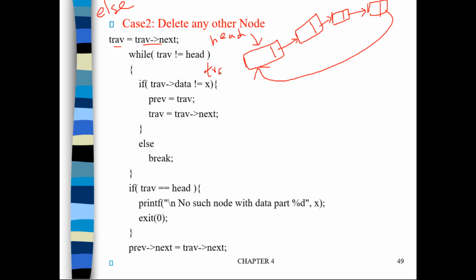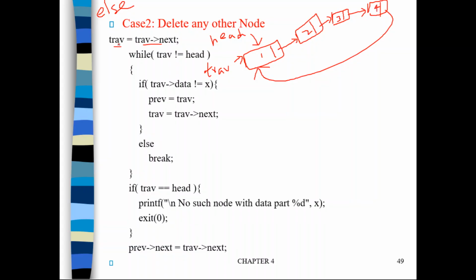Traverse is pointing to the first node. Okay. Fine. This is the data point 1, 2, 3, 4. Say we want to delete the third node, the node whose data point is equal to 3.